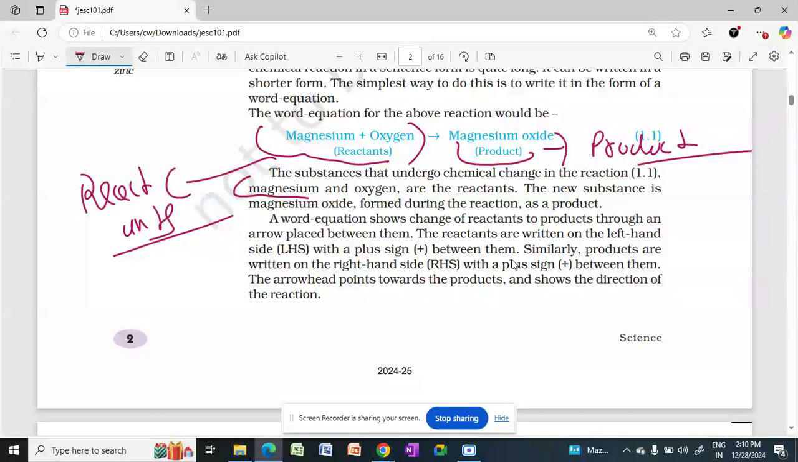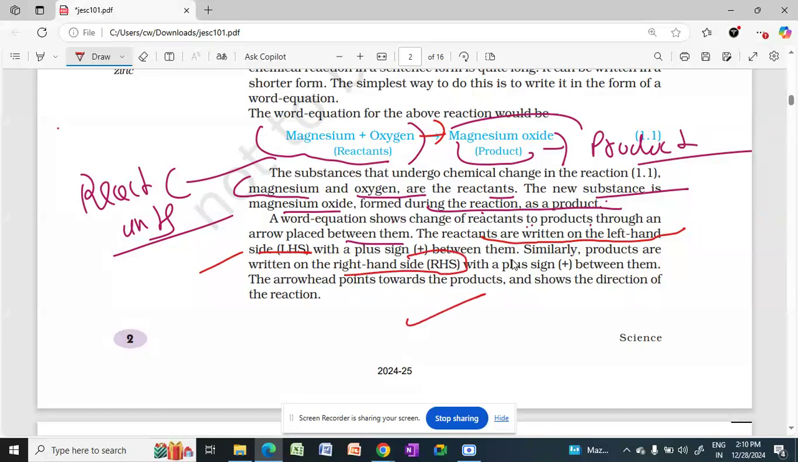So the magnesium and oxygen here are the reactants. What is the new substance formed here? Magnesium oxide. That is the product formed here. The word equation shows the change of the reactants to products, obviously through an arrow placed between them. Here you can see the arrow placed between the reactants and products. We know that reactants are written on the left hand side, and similarly products are placed on the right hand side.